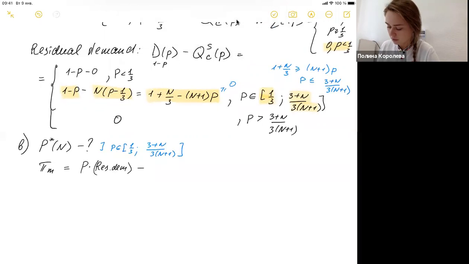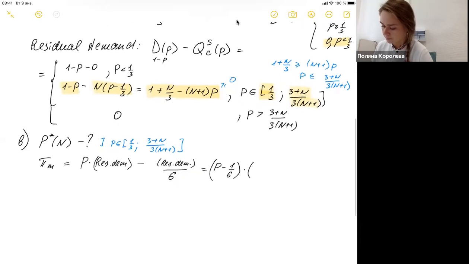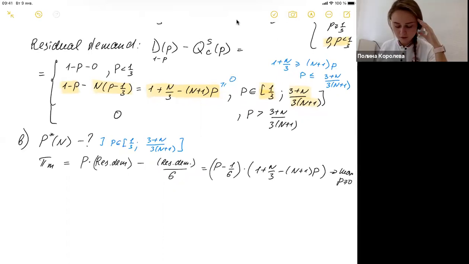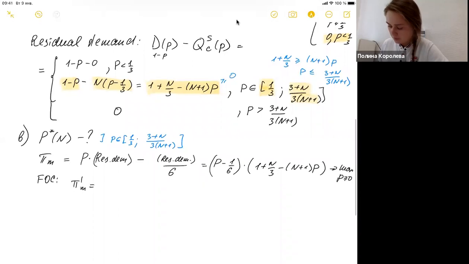So this will be our residual demand in units, over 6. So this will be price minus 1/6 multiplied by residual demand. And residual demand for such prices will be (1 plus n over 3) minus (n plus 1) multiplied by price. And this we should maximize by choosing price greater or equal than 0. Yes. So first order condition. Let's find the first derivative. Easy.